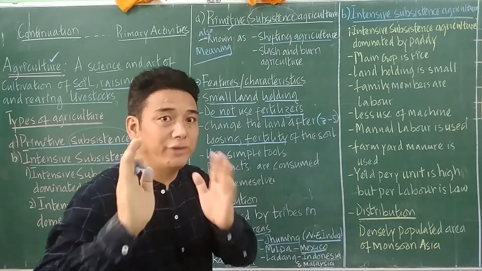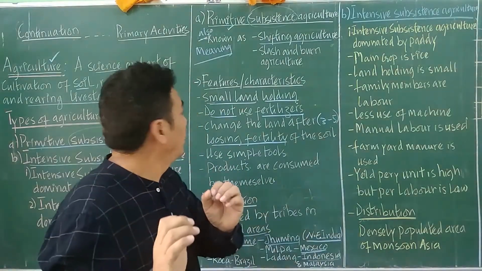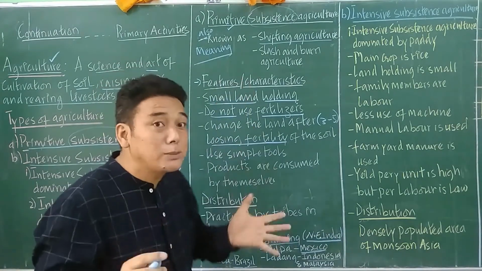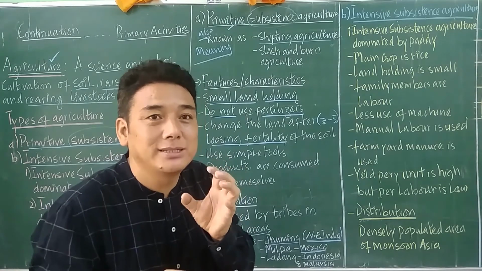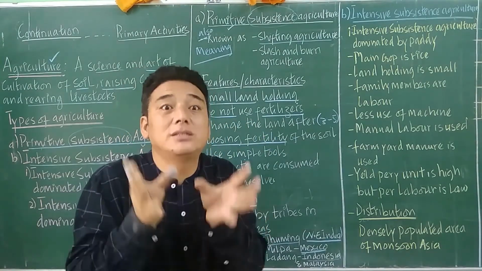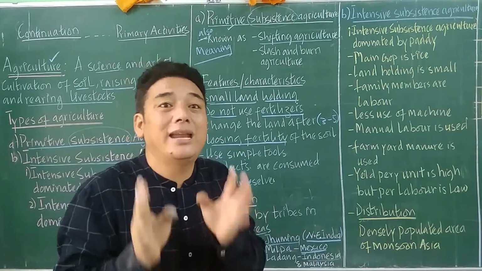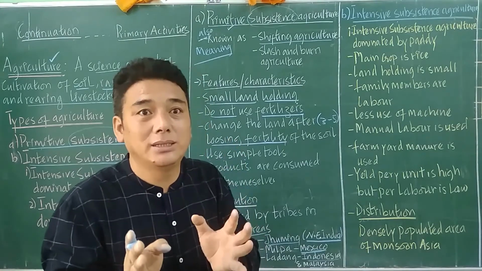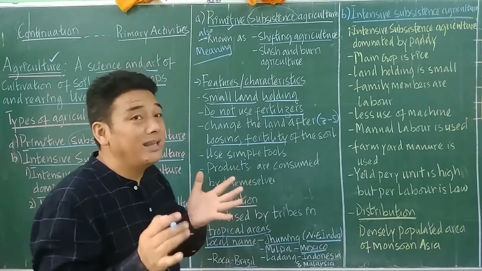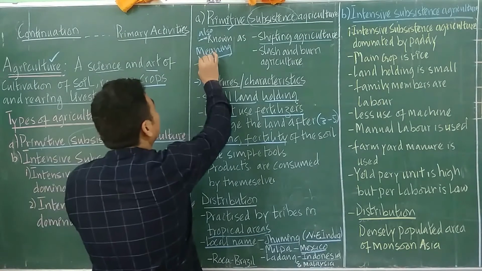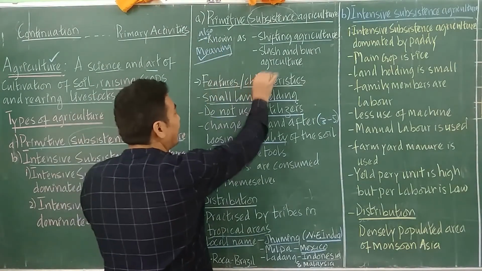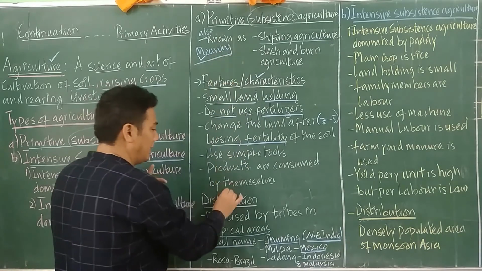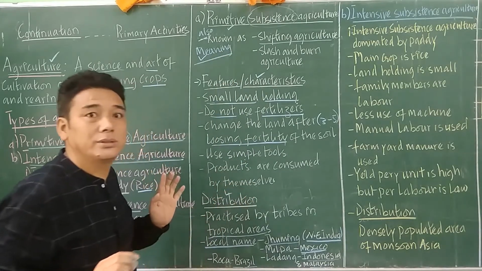Now here it's very, very important. Look, your textbook has followed some patterns, and you should try to know those patterns. If you know those patterns, it is easy for you to understand and easy for you to study. Is that clear? Now the pattern they follow is meaning, features or characteristics, and distribution.